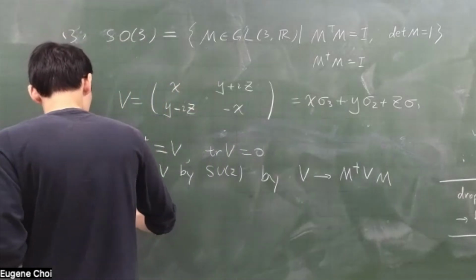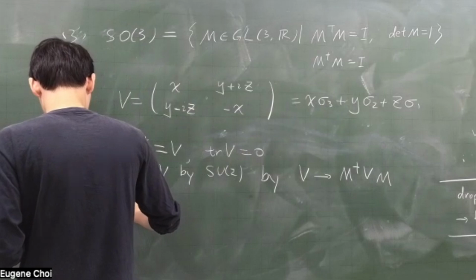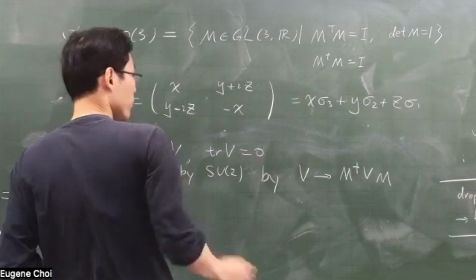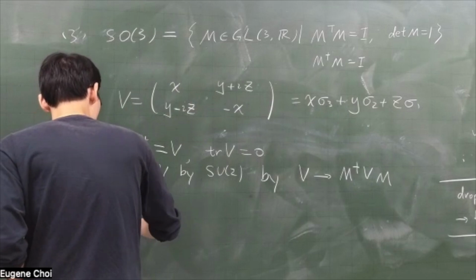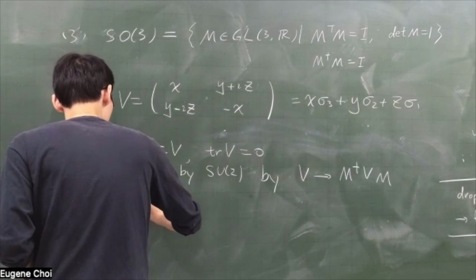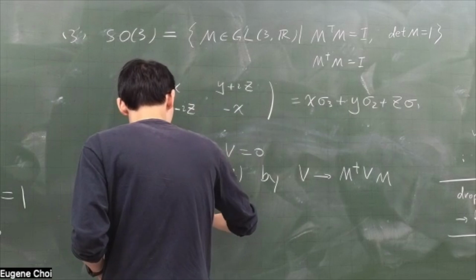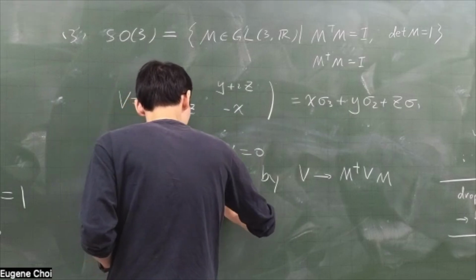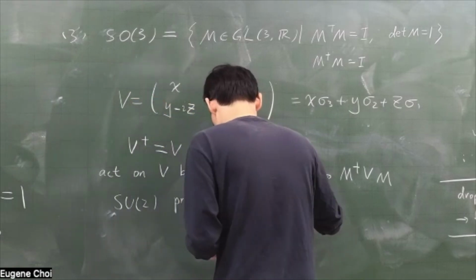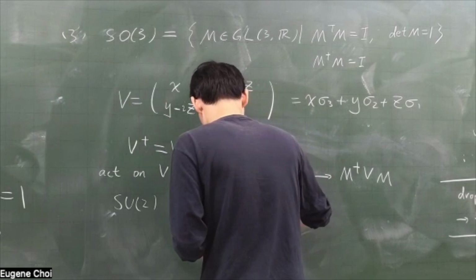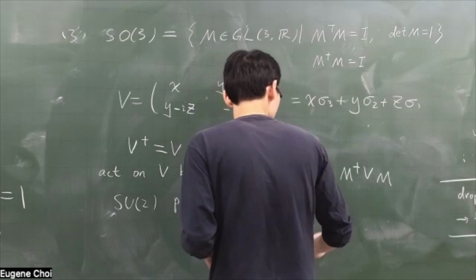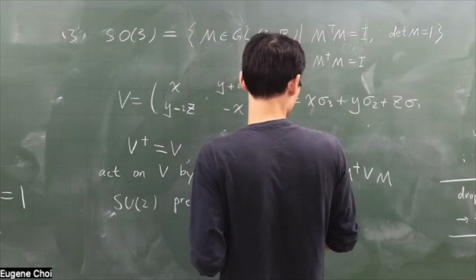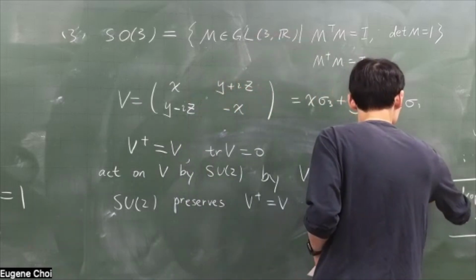So one can check that. I don't have to actually show this, but you can easily find that SU2 preserves v dagger equal to v. So let me just call it v prime.